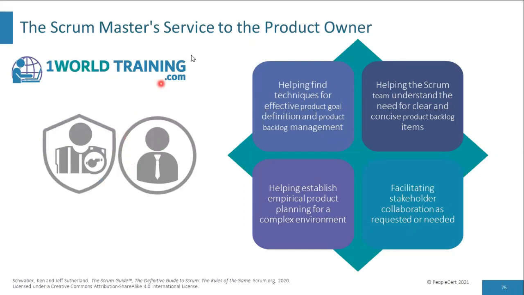As per the Scrum Guide, the Scrum Master's service to the product owner includes helping find techniques for effective product goal definition and product backlog management. We are going to cover the concept of the product goal and the backlog afterwards. Also helping the Scrum team understand the need for clear and concise product backlog items. The Scrum team, meaning the product owner, the Scrum Master, and the developers all combined together into a single Scrum team. Help establish empirical product planning for a complex environment, planning based on experience and observation rather than based on theory. Last but not the least, facilitating stakeholder collaboration as requested or needed.